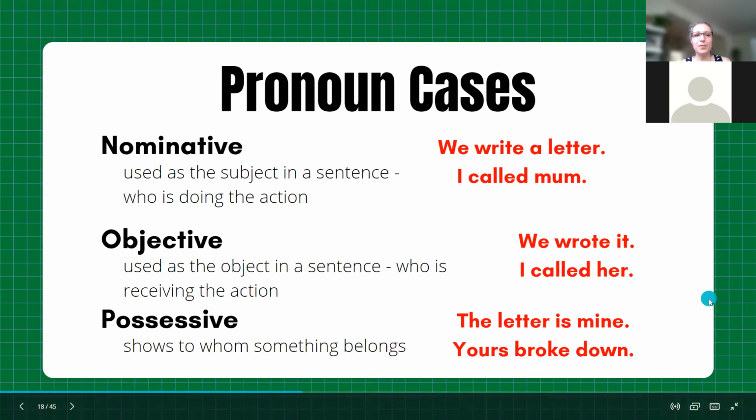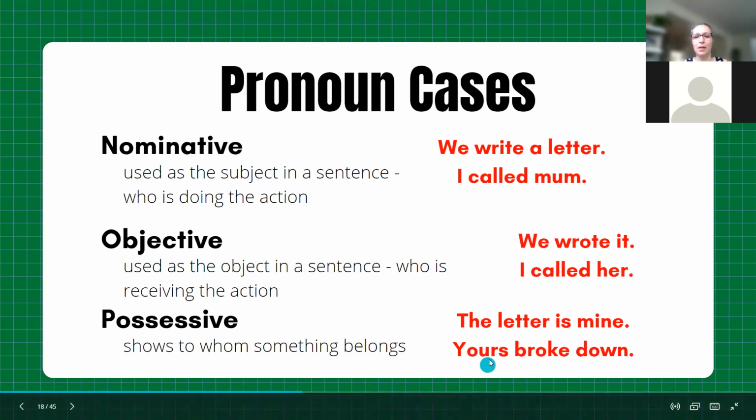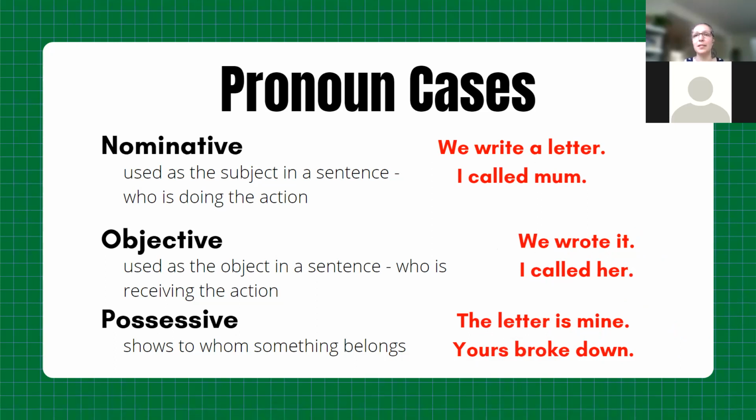So these are some examples. We write a letter. I call mom. We wrote it, as in the letter. I called her, and the letter is mine. And then we can use the possessive form as a subject. Yours broke down. Like if I say, oh my goodness, your car broke down, I can say yours, not your car, because then your is the adjective, but yours broke down. So it takes the place of something that's come before.